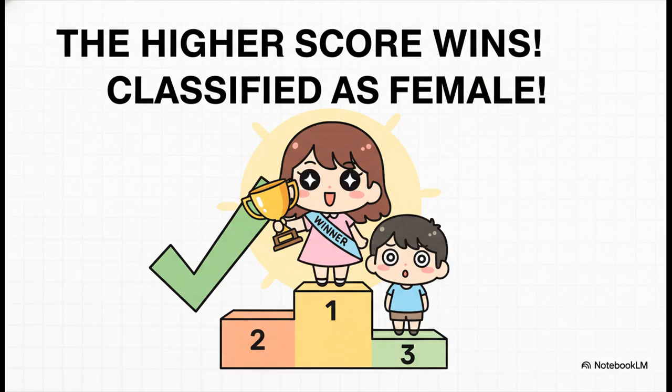And, wow, you can see right away those scores are not even close. And the verdict is in. The score for female is just way higher. So the algorithm makes its call. This person is classified as female. That's it. The higher score wins. It really is that simple.